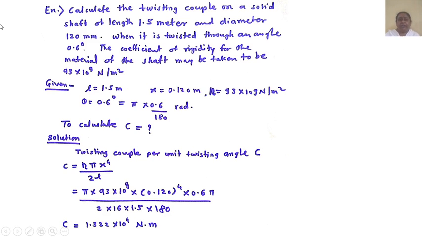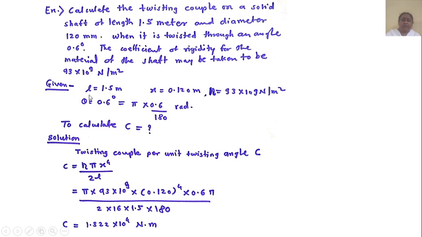Now next, calculate the twisting couple on a solid shaft of length 1.5 meter and diameter 120 mm when it is twisted through an angle 0.6 degree. The coefficient of rigidity for the material of the shaft may be taken to be 93 into 10 raised to 9 Newton per meter square.